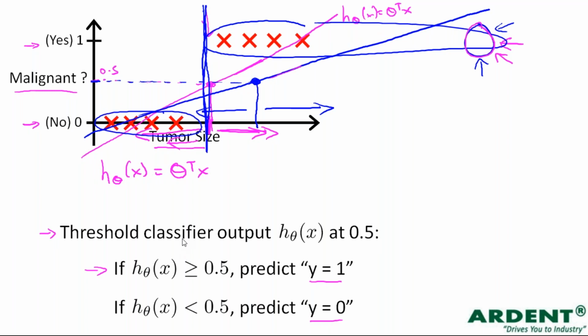See here, I have said that the threshold classifier output is 0.5. Means if our hypothesis or our model prediction is greater than or equal to 0.5, then the prediction is y equal to 1, means the tumor is malignant. And if the function is less than 0.5, then the prediction is y equal to 0, means the tumor is benign cancer, right? So the value of logistic regression lies between 0 and 1 inclusive. So we will get a sigmoid curve.